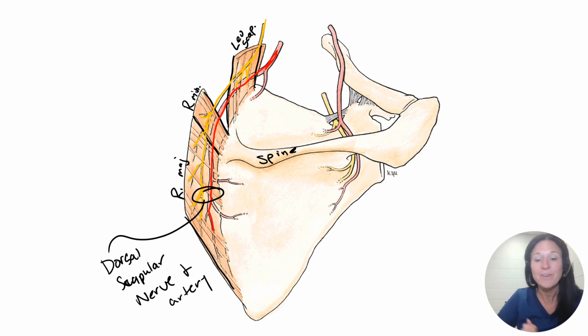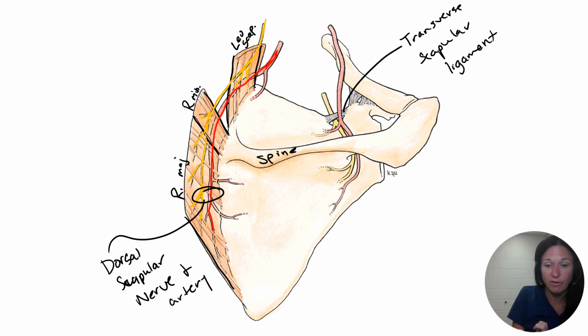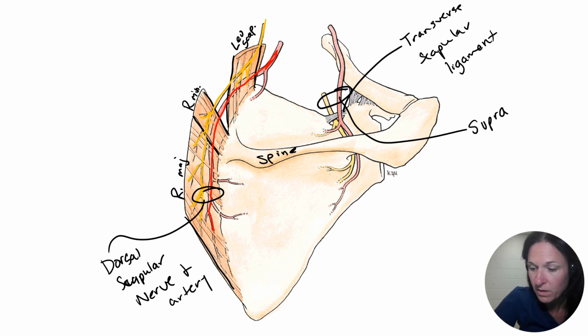Then, moving laterally, we can see our transverse scapular ligament. And then we see this artery and nerve pair by the transverse scapular ligament that has this relationship where the nerve goes under and the artery goes over. So this is our suprascapular nerve and artery.